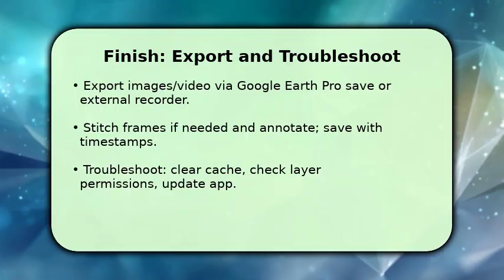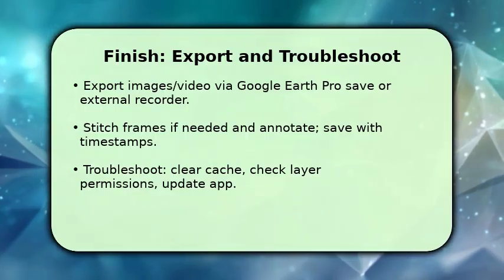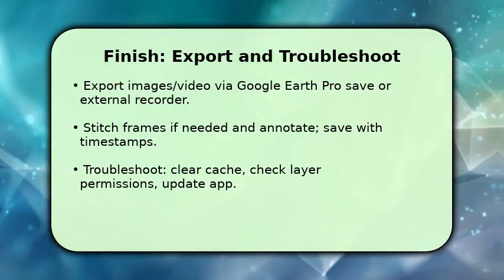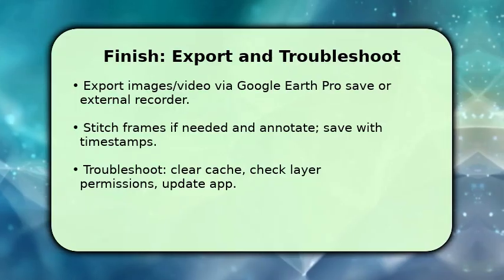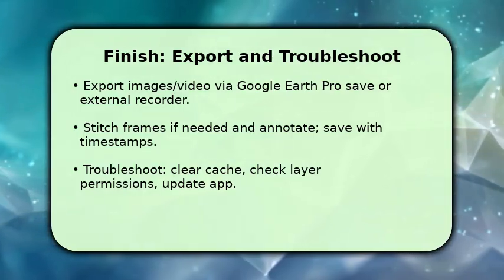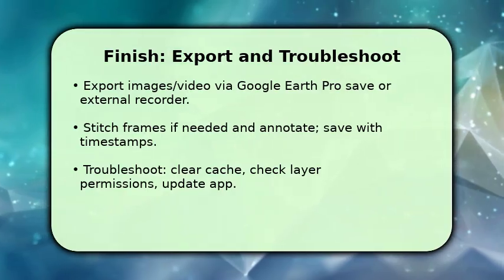To finish, export your capture. Use Google Earth Pro's Save Image or Movie tool for higher fidelity, or export recorded screen clips from your capture software. Once exported, stitch frames into a sequence or annotate with timestamps so viewers know when each image was taken.